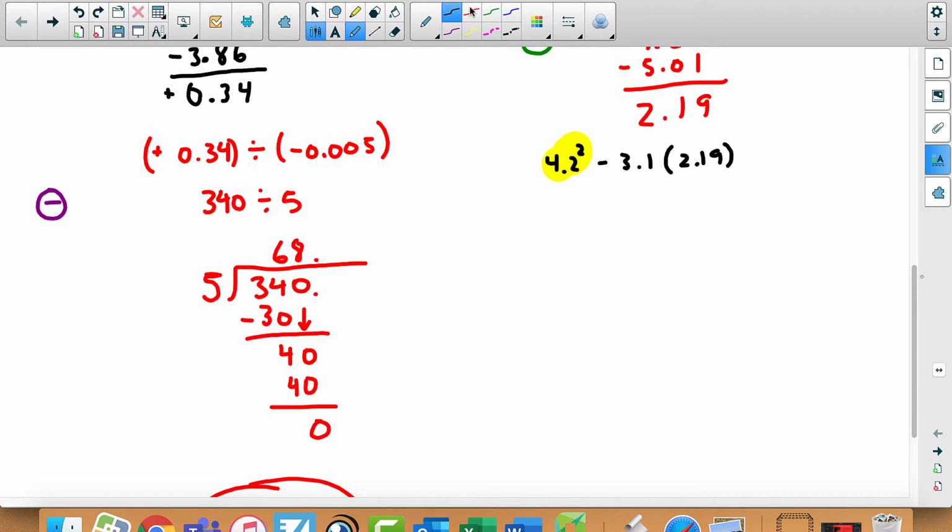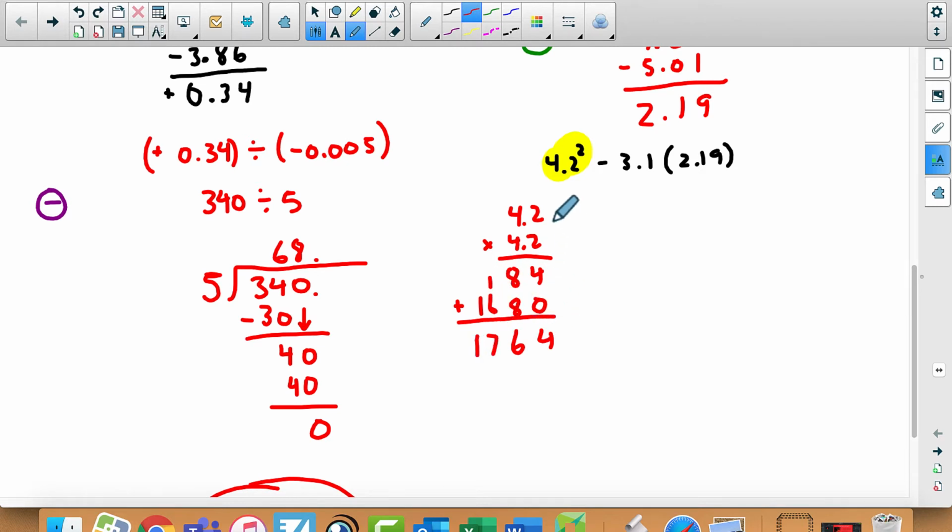Well, what does 4.2 squared mean? It means 4.2 times 4.2. So how do you multiply decimals? Just ignore them for a bit. 2 times 2 is 4, and 2 times 4 is 8. We put down a 0. 4 times 2 is 8, and 4 times 4 is 16. And we add. So you get 4, 8 plus 8 is 16, 1 plus 6 is 7, and 1.